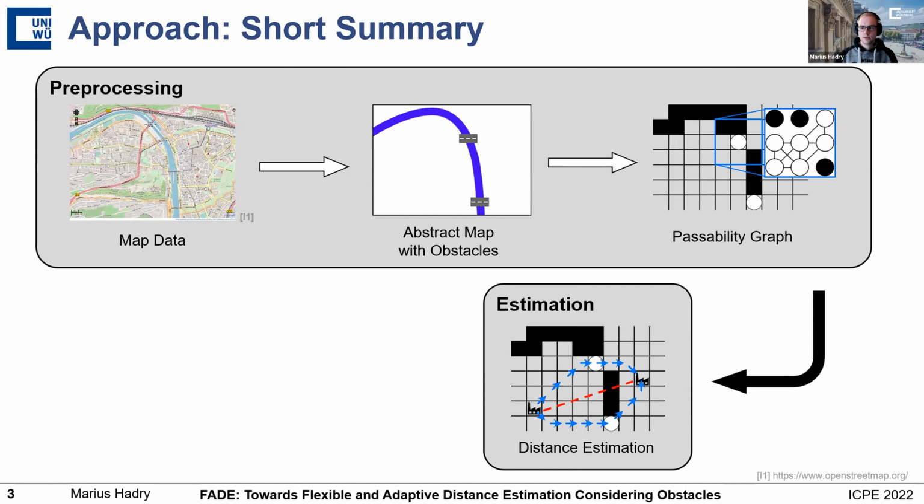Then this grid, or each field within this grid, was converted into a node. And nodes that were obstacles were colored black, and nodes that are passable are colored white. And white nodes are connected to other white nodes in their neighboring. So this is the creation of the passability graph, which is then the graph that is used during the estimation phase. And if this graph is created once, we can reuse it all the time.